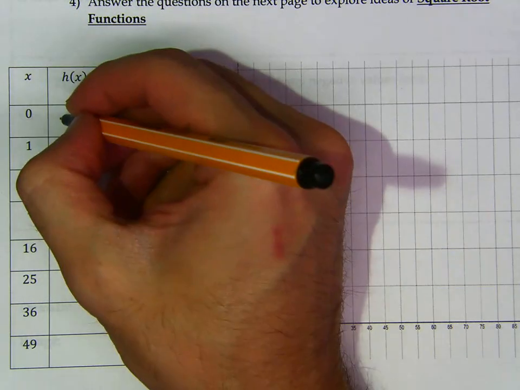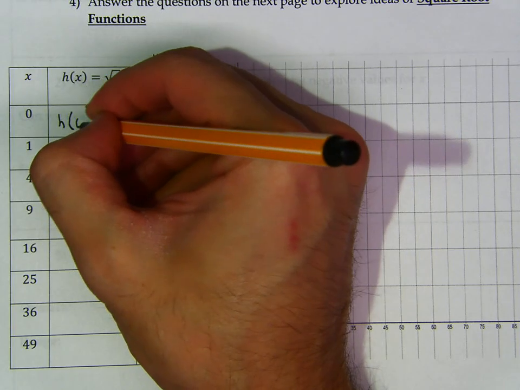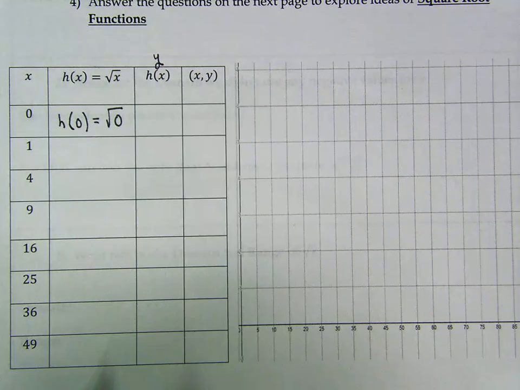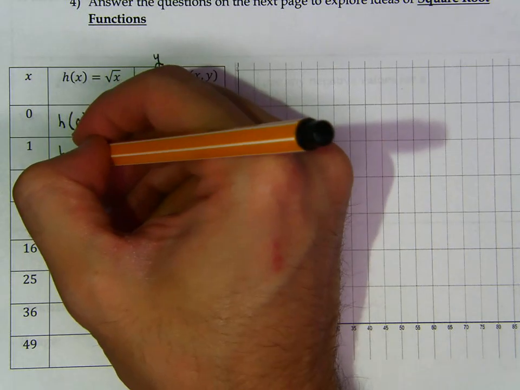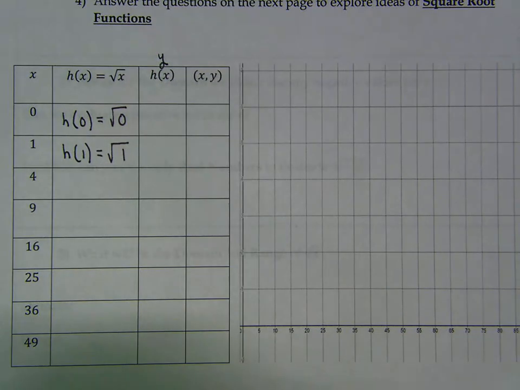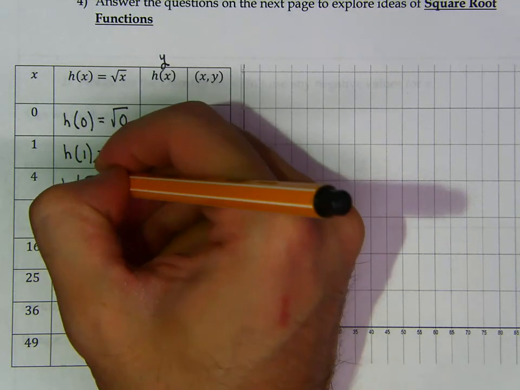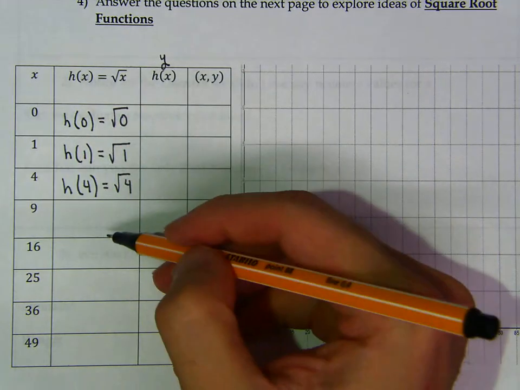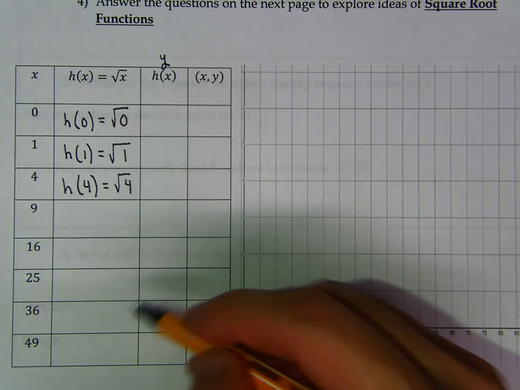So let's look at the first one. h of 0 equals the square root of 0, right? h of 1 equals the square root of 1. h of 4 equals the square root of 4. Okay, so you could fill it in.